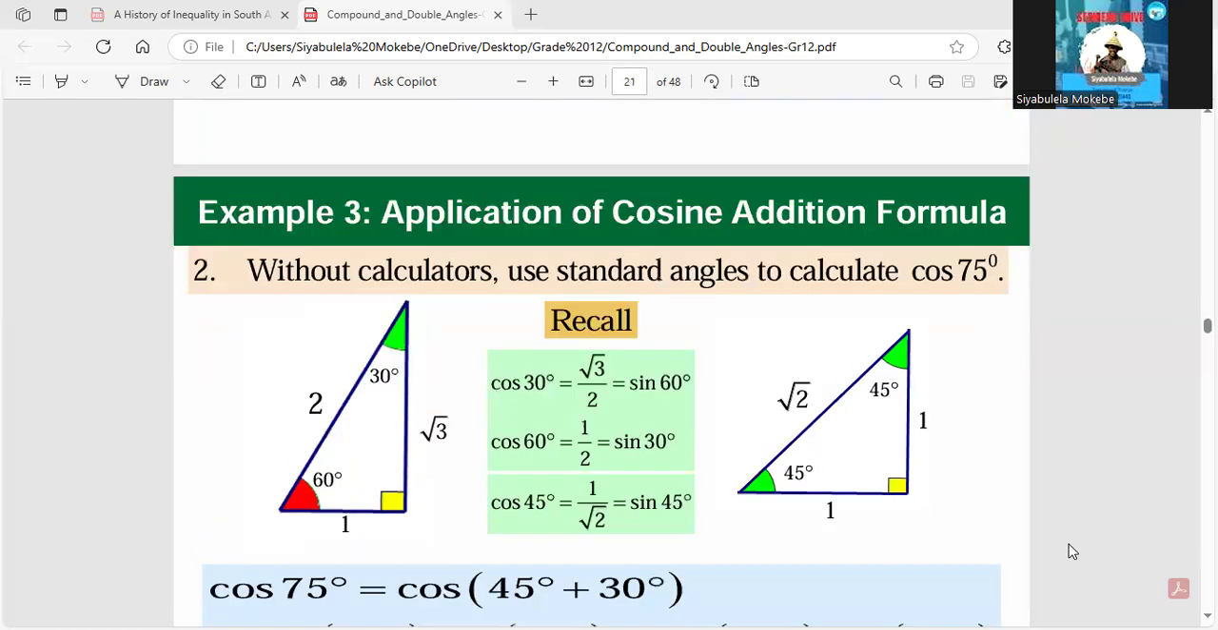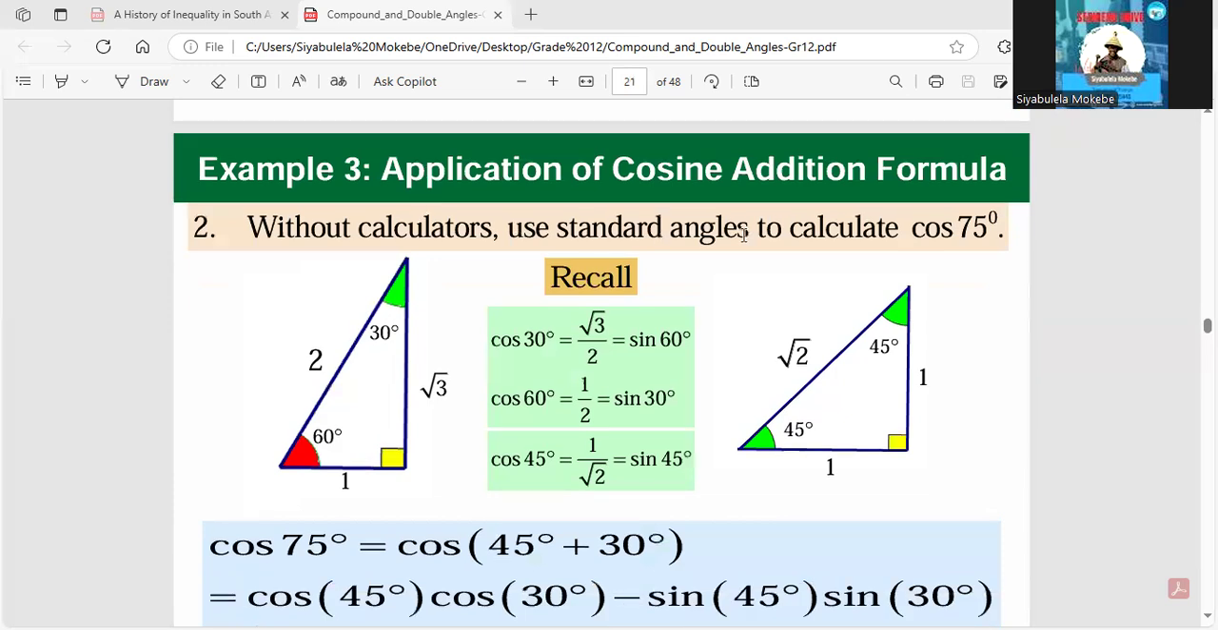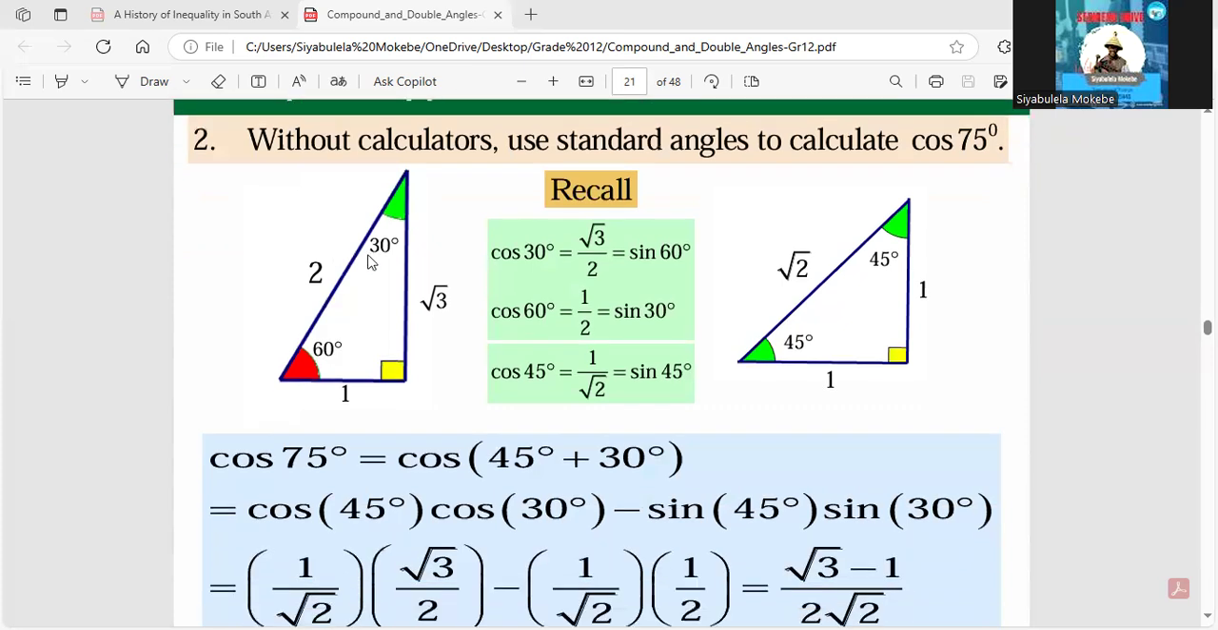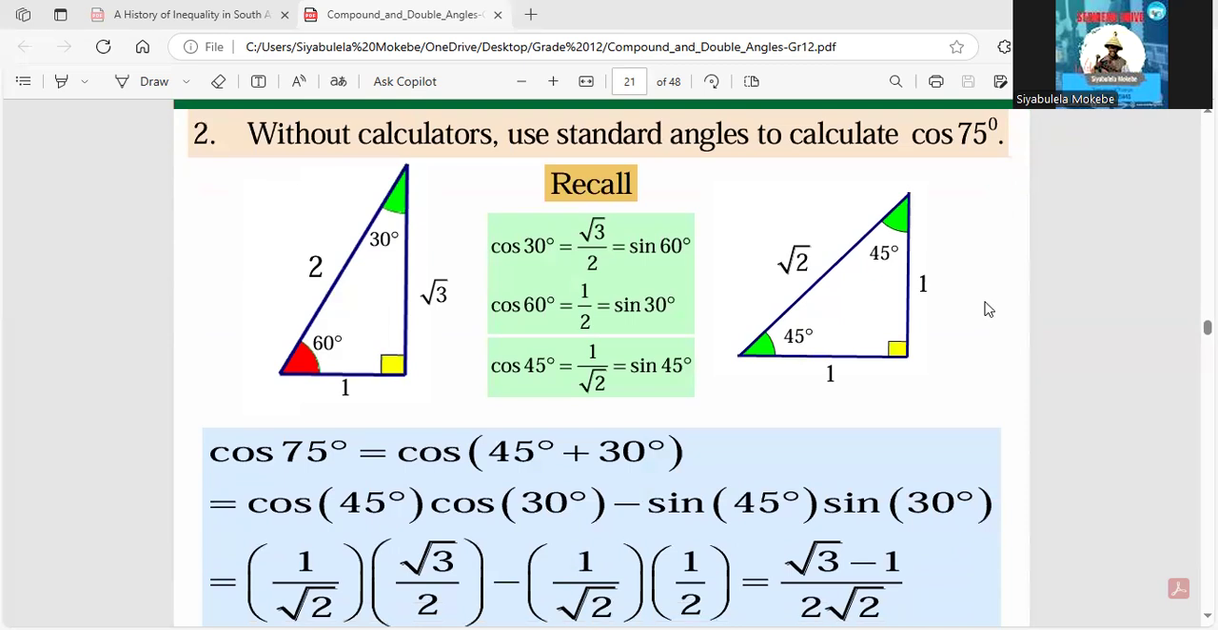Then number 3, without calculators, use standard angles to calculate cos 75. So whenever they say do not use your calculators, we know that we have to use these two special triangles.